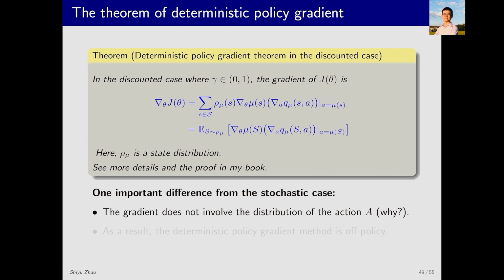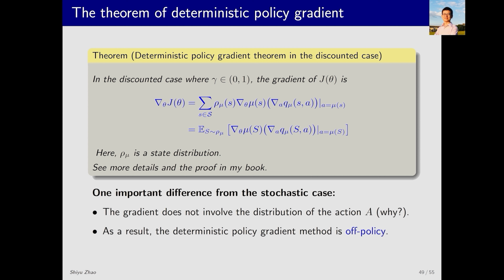This gradient is quite different from the gradient in the stochastic case. One key difference is that it does not involve A. There is no action A in this expression because A will eventually be replaced with mu s. Therefore, without A, there is no gradient with respect to A. As a result, it leads to an off-policy algorithm.